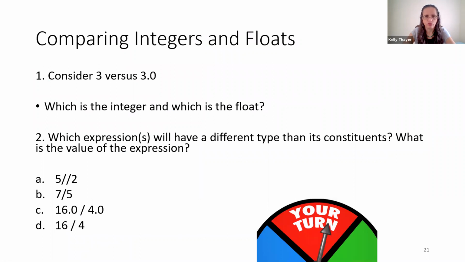So now it's your turn. We have a couple of questions for you to look at. I would ask you to read this question over and then pause the video to try to answer it. We're going to consider 3 versus 3.0, which is the int and float, and which expression or expressions will have a different type than its constituents, and what is the value of the expression. So go ahead and take a moment to do that, and after you've done so, please join back with us.